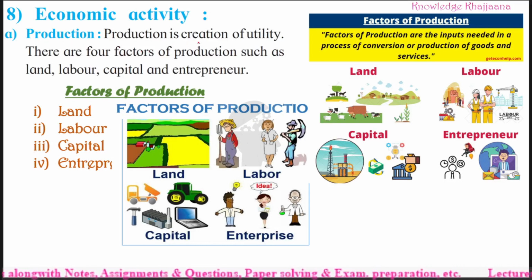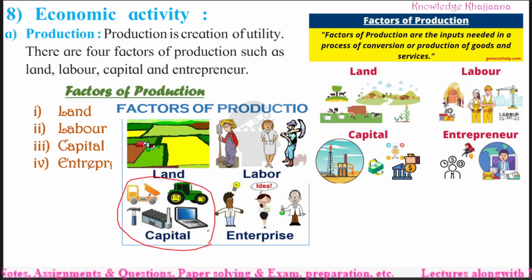What is meant by production? Production is creation of utility. So land, labor, capital, and entrepreneur are the four factors of production. If you look at this picture, you will come to know. This is the land. Why is land a factor of production? Because the factory is built on the land. Then these are the laborers, the people who actually work in that factory. Then the entrepreneur, the manager or owner who has the idea of running that factory. And capital means the different resources utilized for working in that firm.